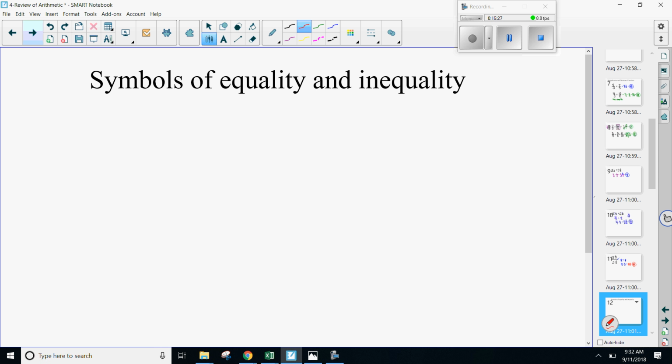All right, we have symbols of equality and inequality. What are symbols of equality? An equal sign. So equality means that something is equal to something. Inequality would be greater than, less than. Those are inequalities.